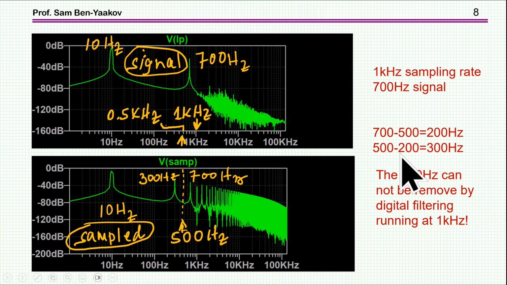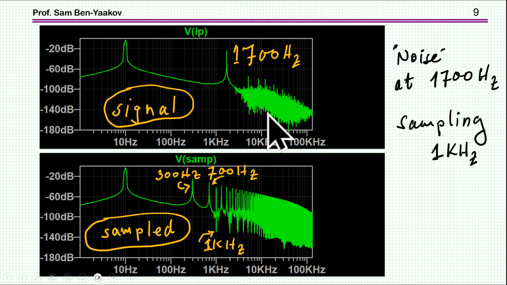So 500 minus 200, this is to the other side, is 300. And this is where we are getting this signal. So this is really showing this phenomenon of folding due to, in fact, undersampling of the noise. If the noise is higher than the Nyquist frequency, 500 hertz, we are sampling at 1 kilohertz.